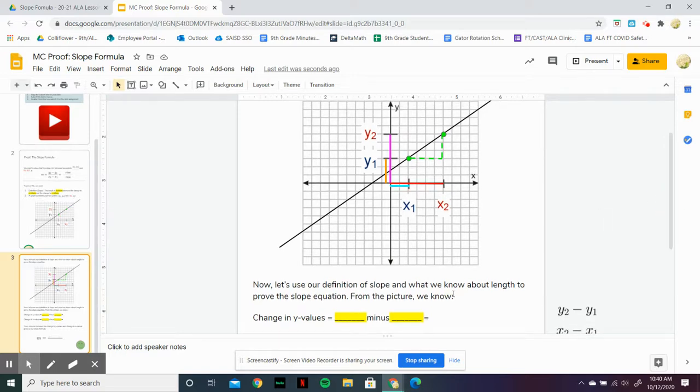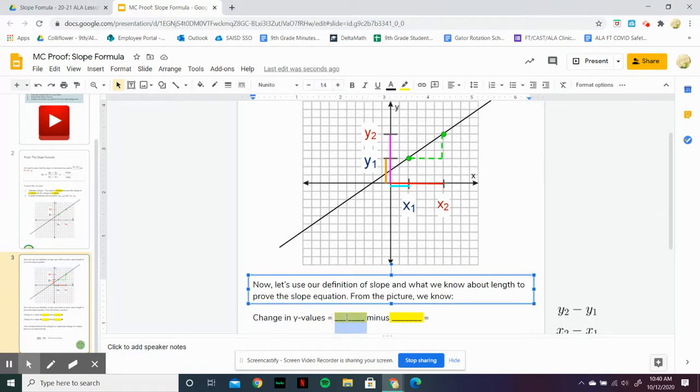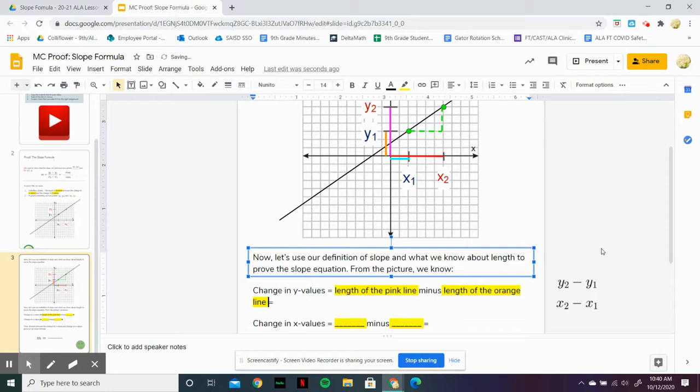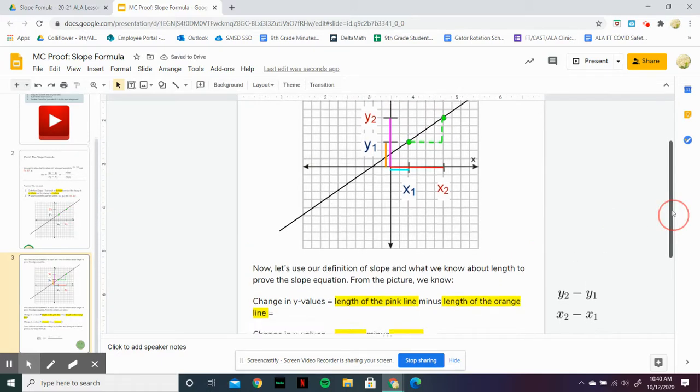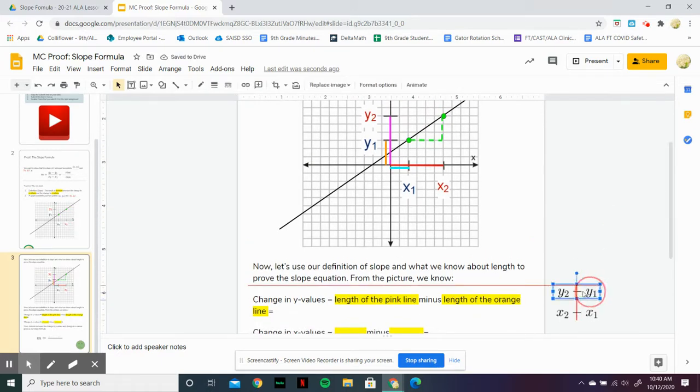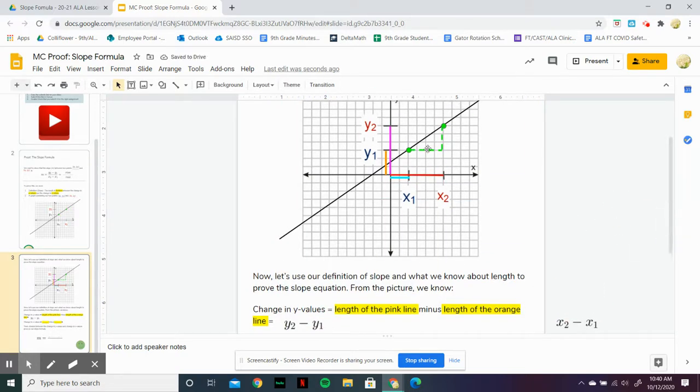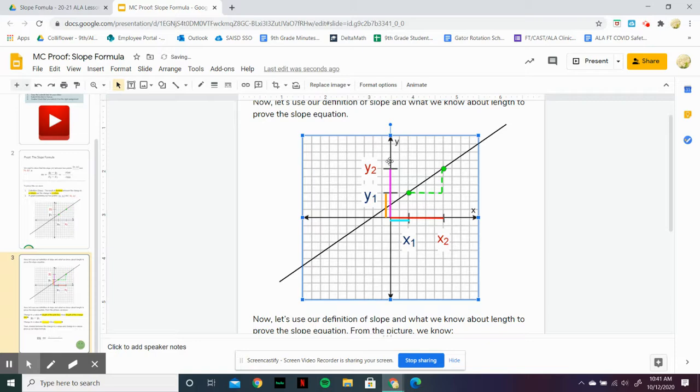So then the change in y values would be the length of the pink line minus the length of the orange line. And when we think about what that is, that would be y2 minus y1. So we would get this distance in between y2 and y1, where my mouse is.